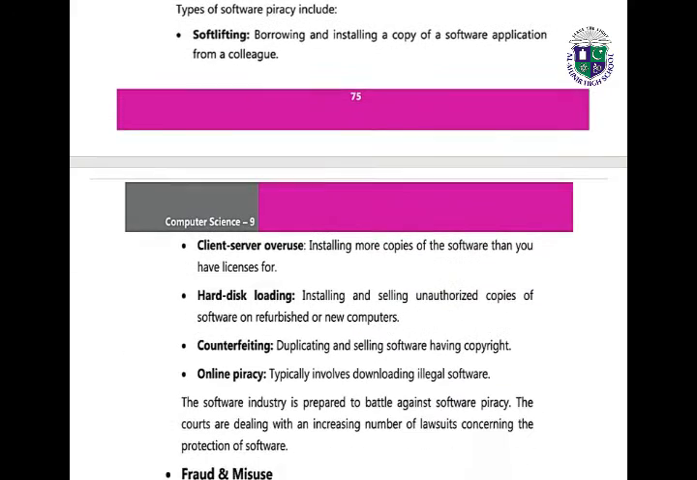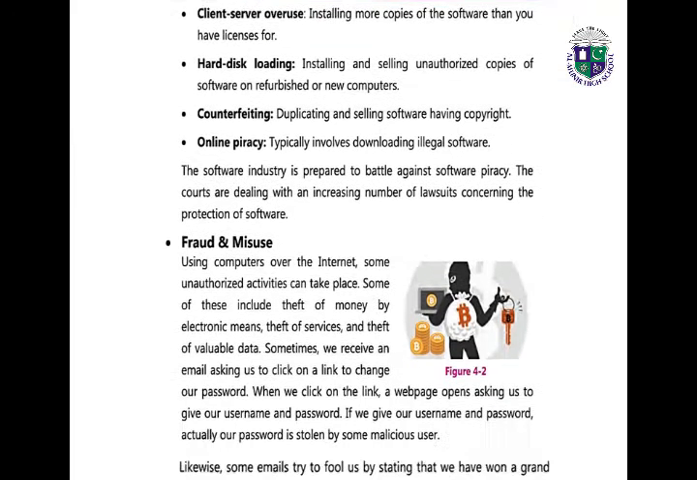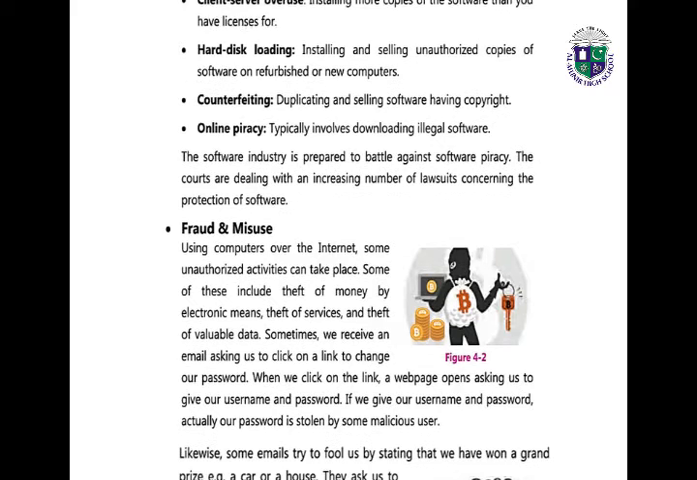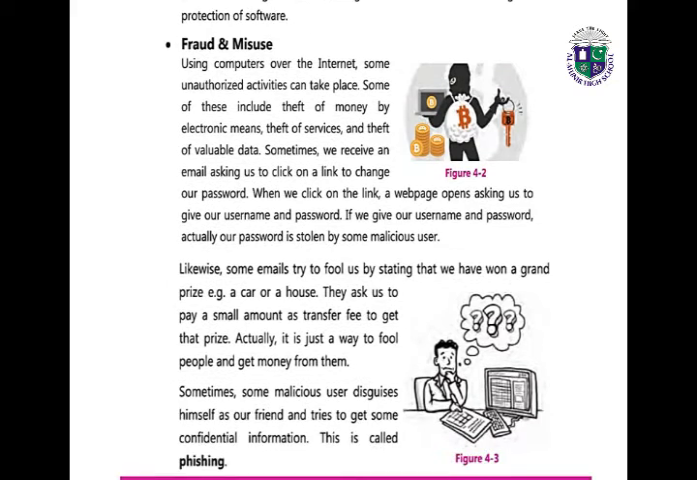What is soft lifting? Browsing and installing of a copy of a software application from a colleague is called soft lifting. What is client server overuse? Installing more copies of the software than you have licenses. Hard disk loading: installing and selling unauthorized copies of software on refurbished or new computers. What is counterfeiting? Duplicating and selling software having copyright is called counterfeiting. What is online piracy? Typically involves downloading illegal software.